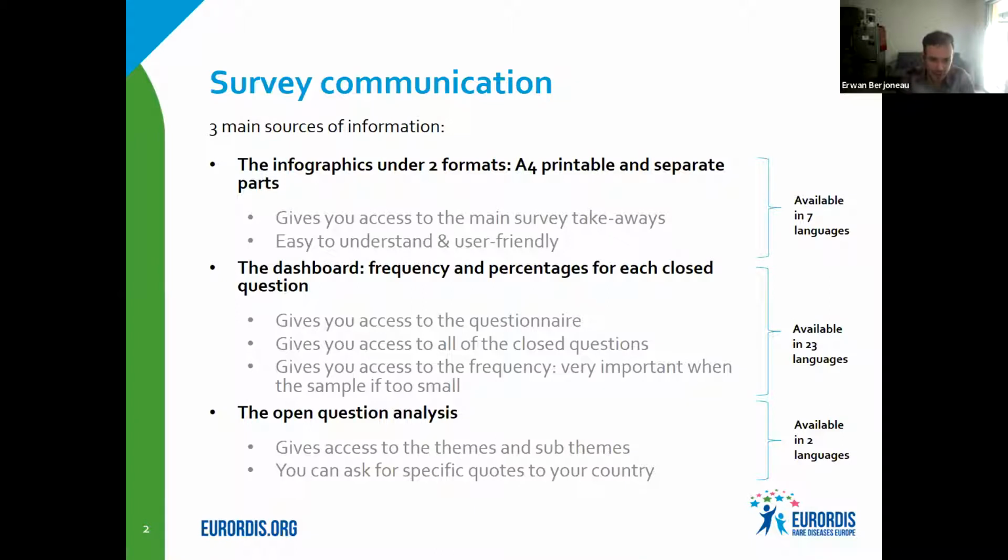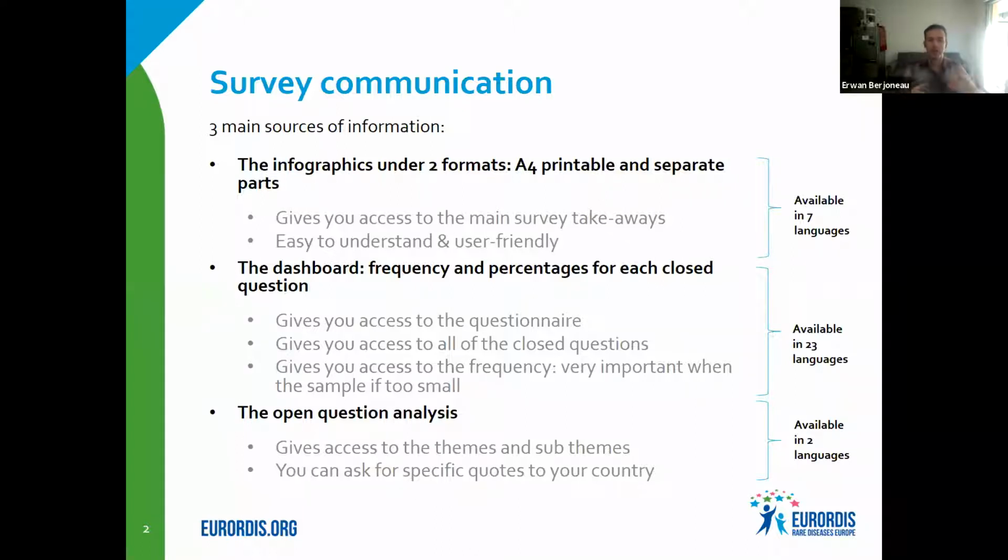Then we'll talk about the dashboard. The dashboard is a bit different. It's very detailed. You have each question that is analyzed there. You have both the frequency table and the percentage graphic. So it gives you access to the questionnaire, it gives you access to all of the closed questions, and it gives you access to the frequency, which is very important when the sample of the country is too small.